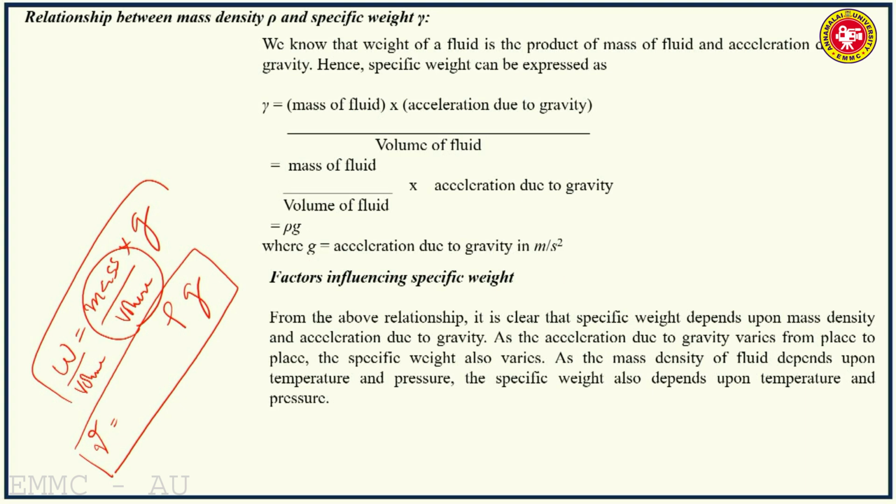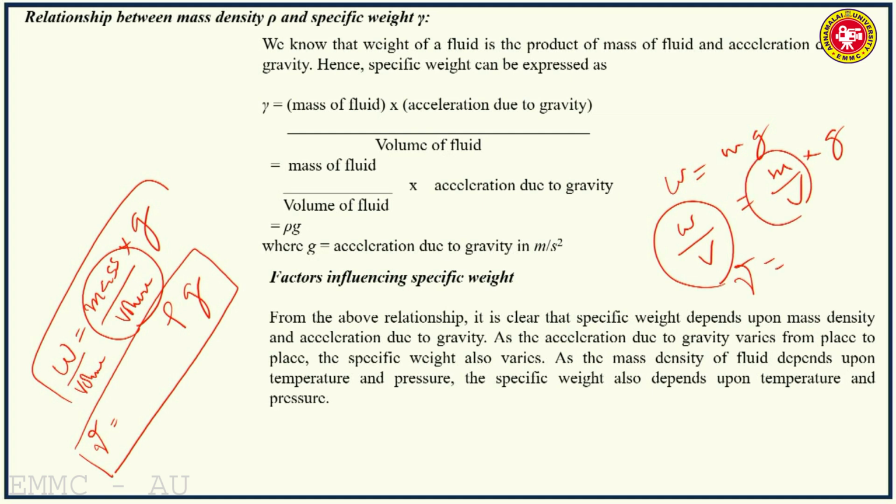Weight is the product of mass and acceleration due to gravity. If you divide the left hand side as well as the right hand side of this equation, W equal to mg, by volume, it becomes W by v equals m by v into g. W by v is the definition of specific weight. m by v, that is mass by volume, is the definition of mass density, multiplied by acceleration due to gravity.